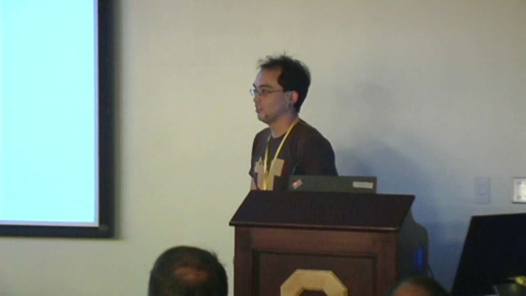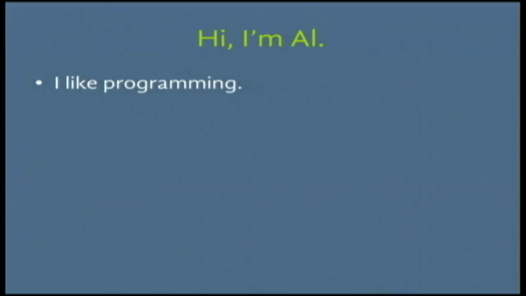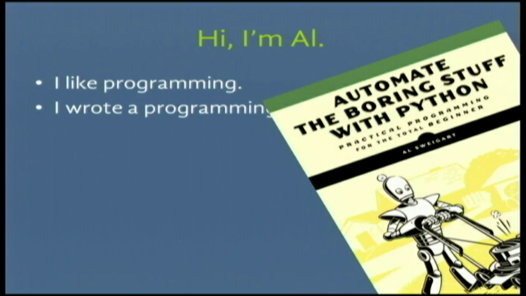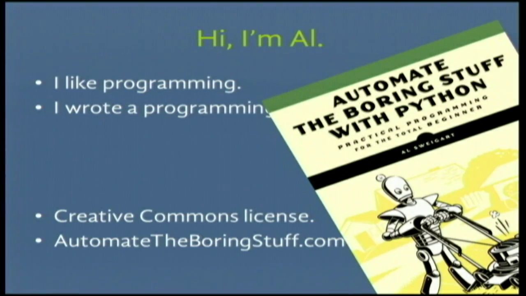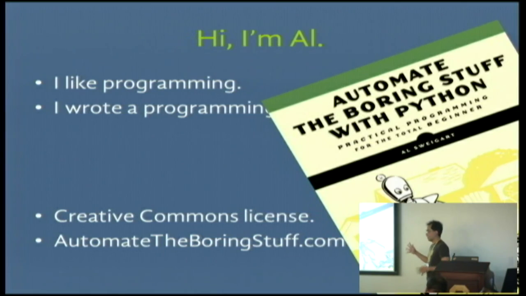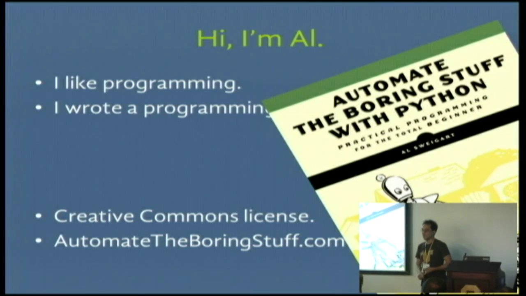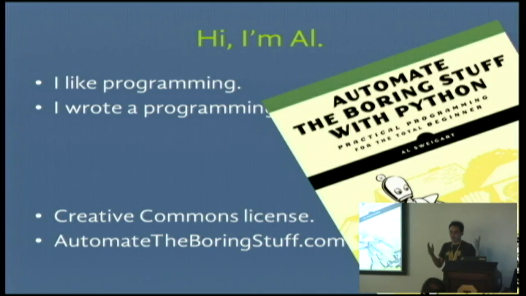So, hi, I'm Al. I'm going to start this talk off with a controversial opinion. I like programming. I like programming so much that I like to teach other people how to program, so I wrote a programming book. It's called Automate the Boring Stuff with Python, and I've released it under a Creative Commons license, so you can read it for free online at automatetheboringstuff.com. And one nice side effect about having it available online is that I can look at the website analytics, and I notice that people really seem to like chapters 11 and 18, which are the web scraping and GUI automation chapters, so that's what this talk is about.